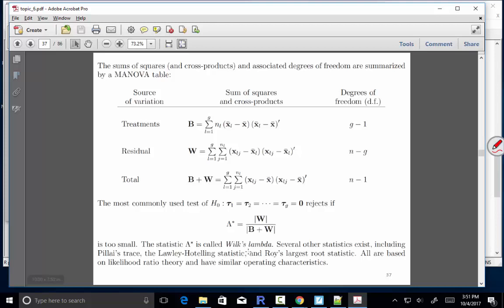This has a special name. It's called Wilks lambda. If you use SAS or JMP or even R, sometimes you'll see Wilks lambda in the output. It's a multivariate ANOVA-based statistic.